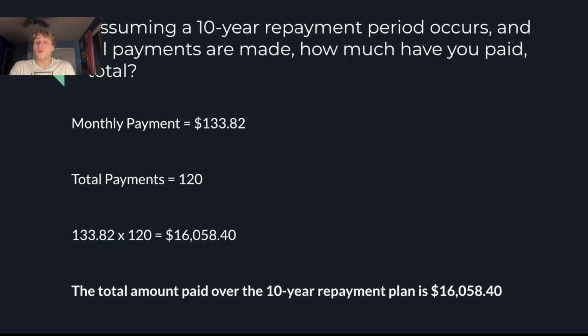$16,058. I'm just going to say 16,000. For some reason it is not processing in my brain right now. The total amount paid over the 10-year repayment plan is this value of $16,000, shown here at the bottom.